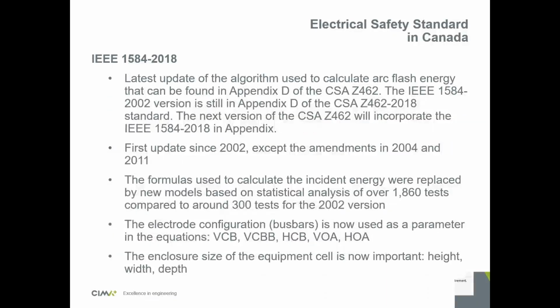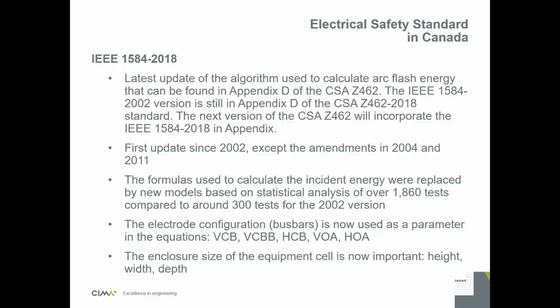So just one slide on the IEEE 1584 2018. This is the latest update of the algorithm used to calculate the arc flash energy. In the CSA Z462 Appendix D, right now it's the older version of the IEEE 1584. Right now in Appendix D, you can find the 2002 version only. So in the next version of the CSA Z462, the appendix will be updated to the IEEE 1584 2018.